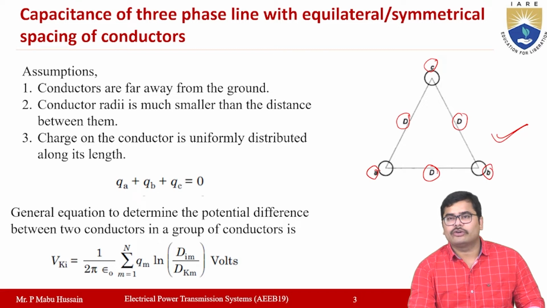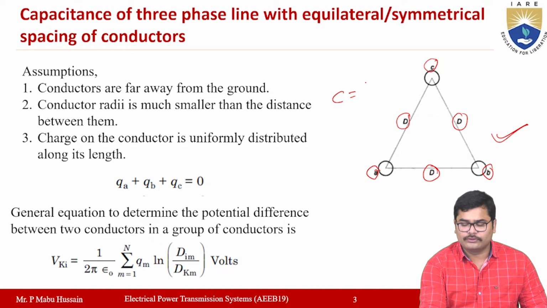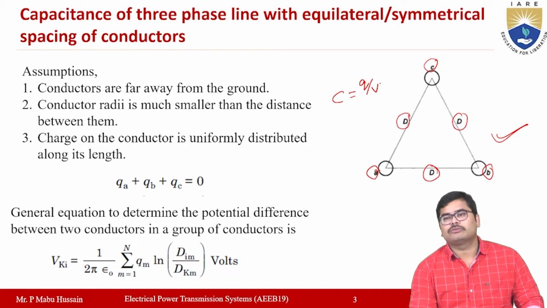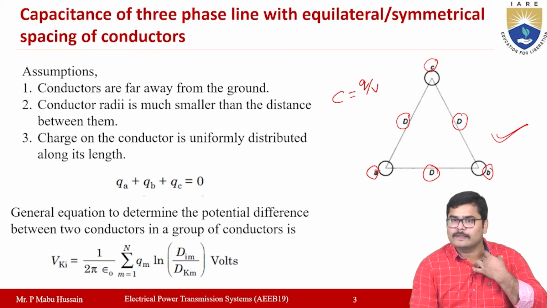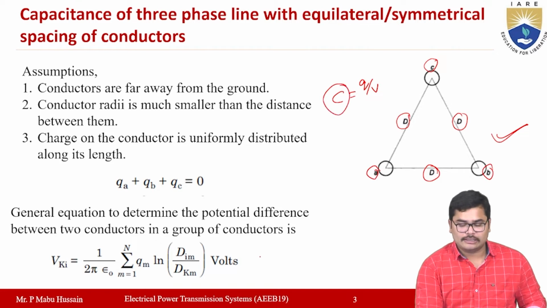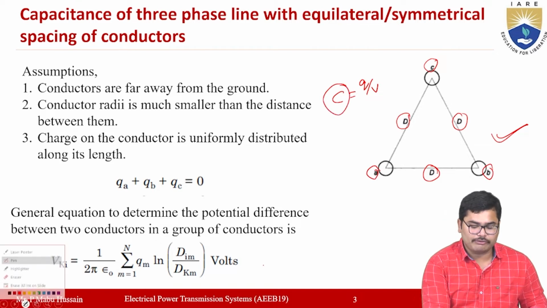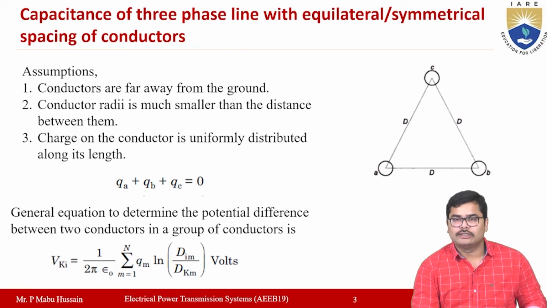Now here we are going to develop the expression for capacitance, and the capacitance will be equal to Q by V, charge per voltage. Once you want to calculate the capacitance of any transmission line, you need to find out the potential difference between the two lines. So then you can easily find out the capacitance.